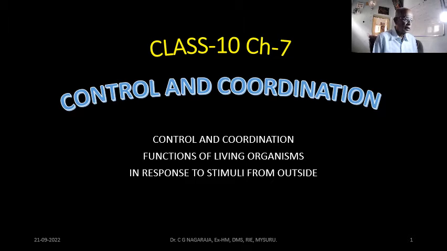After a long time, I'm trying to explain to you a topic called control and coordination. This is in class 10 of the Karnataka state syllabus, chapter number 7. In this particular chapter, you will study important concepts like how different living beings, including plants and animals, of course, including human beings, control their various functions and how they are coordinated.